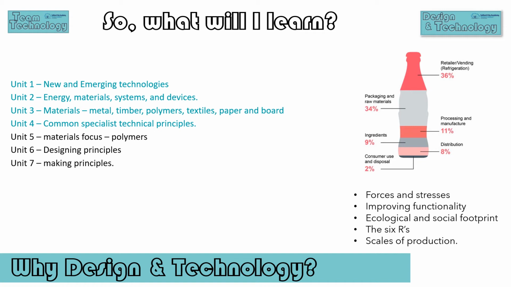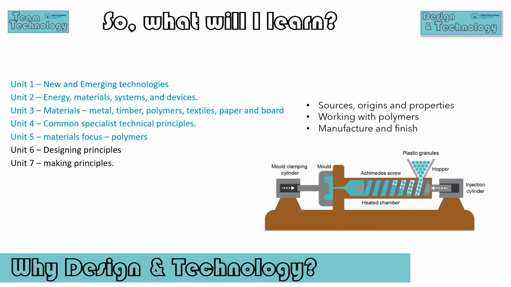You'll also learn about the common specialist technical principles, such as why ecological factors and social footprint are important within design. You will need to make conscious decisions about the materials that you use, their lifespan and their impact on our Earth. There's also a section where you will need to focus on one specific material, and I've chosen polymers because you've done quite a bit of work on polymers in year 9. That gives you a huge advantage when it comes to your exam in year 11.